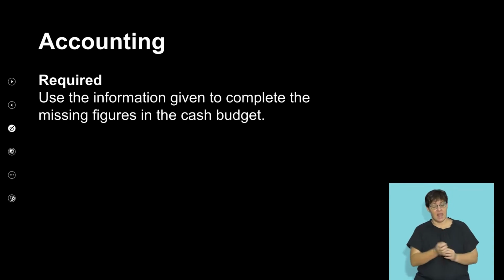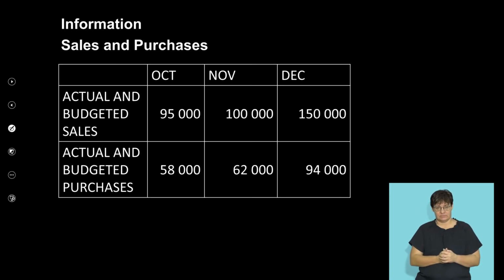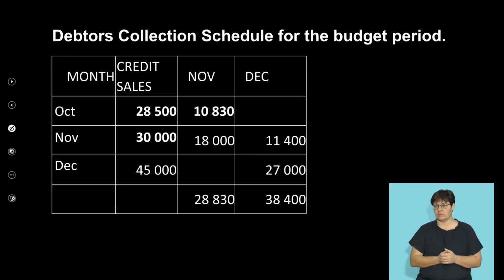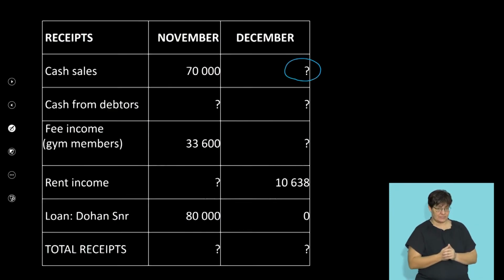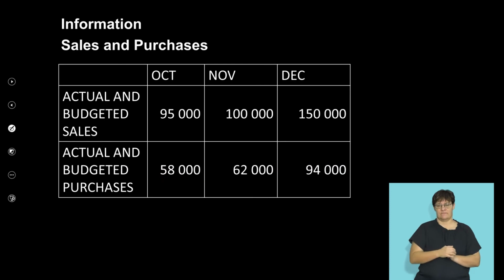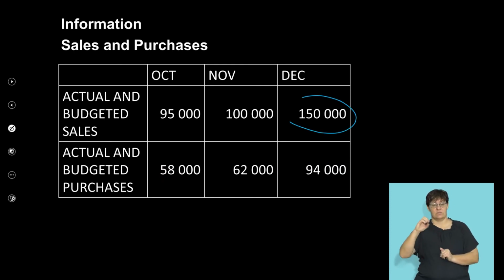The next one says, use the information to complete the missing figures in the cash budget. Okay, now we need to once again work out a missing figure, our cash sales for December, right? And how are we going to do that? Watch what we're going to do. We've got our total sales for December. Let's find that slide. Here we go. 150,000 was my total sales figure.